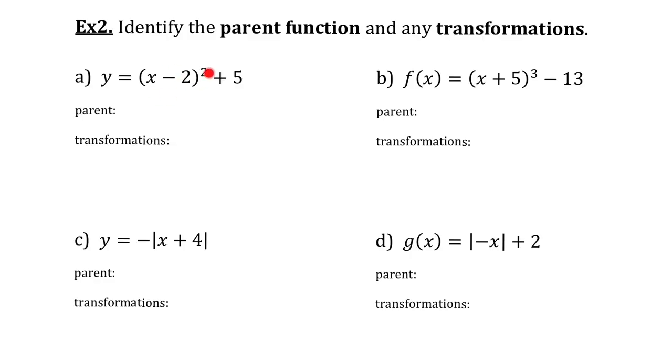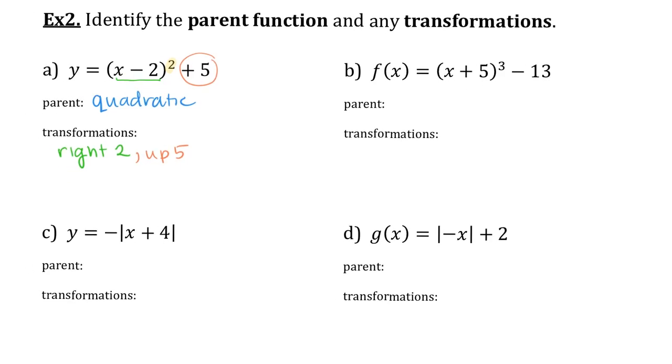Okay, so this is x minus 2. This is squared. Since it's squared, quadratic. If I were to graph it, I know it's going to be a parabola. Now, what are the transformations? Well, I see parentheses first off. X minus 2, right 2. Plus 5, up 5. Okay, if you feel good, go ahead and pause it and then check your answers. If you're not, let's look at this next one.